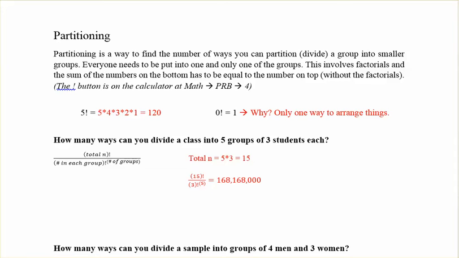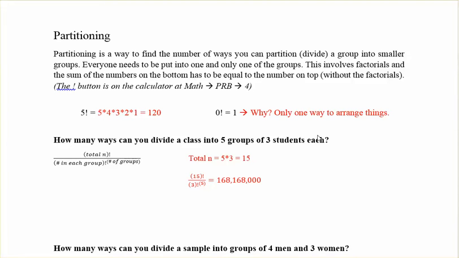This is important information in general, but also because a lot of what you do on your quiz this week will be on partitioning. So partitioning is a way to find the number of ways you can partition or divide a group into smaller groups. Everyone, which is not literally a person, but everything, needs to be put into one and only one of the groups. This involves factorials, and the sum of the numbers on the bottom has to be equal to the number on top, and that's without the factorials.